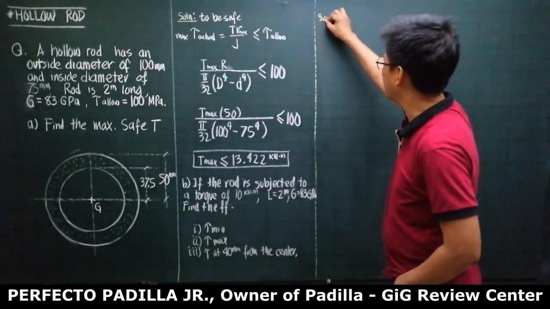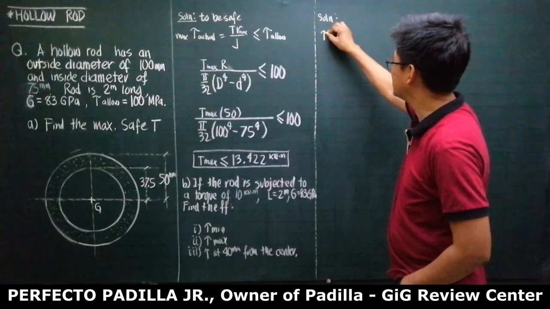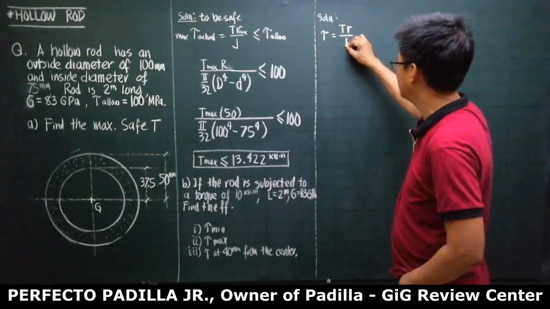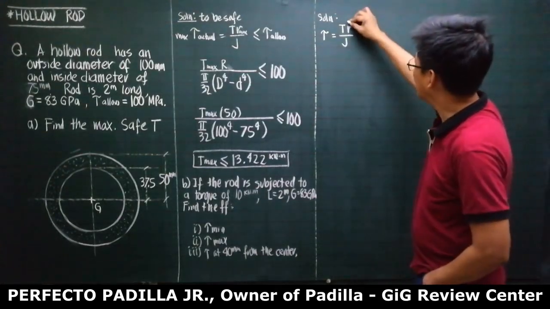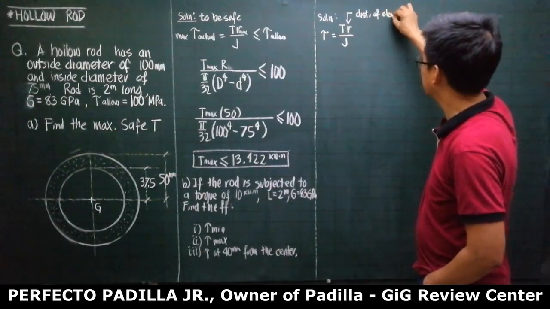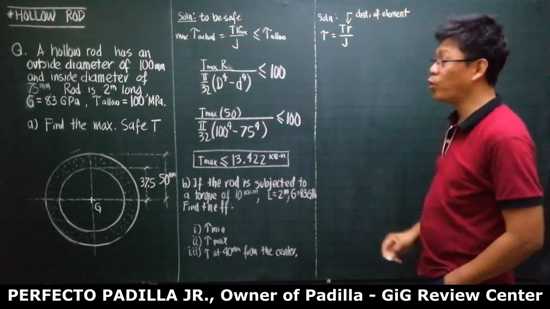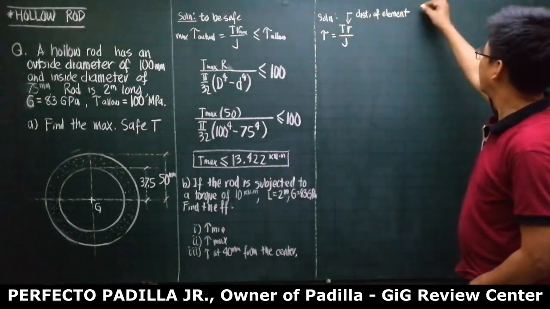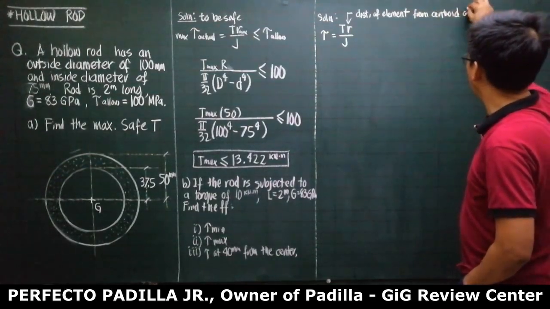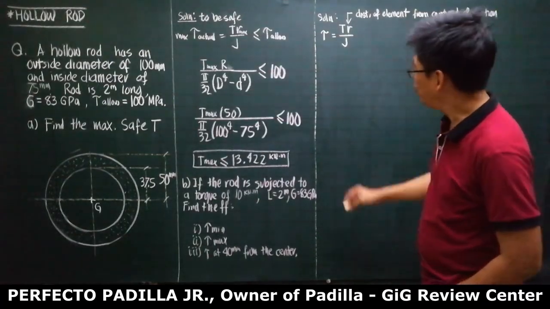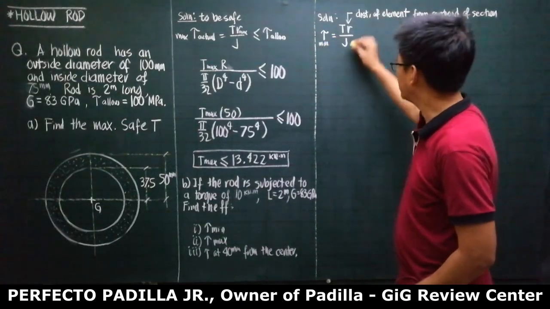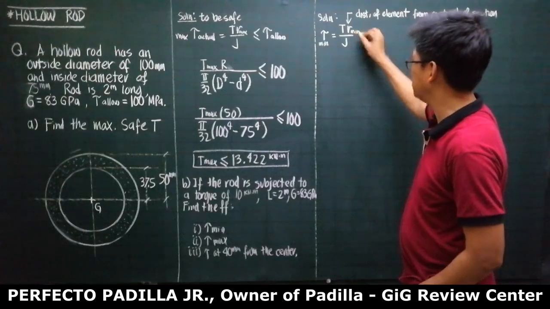Now we know here that our shearing stress tau is equal to TR over J. Our R here is the distance of an element, that is a point in the rod, from the centroid of the section. So if we are looking for tau minimum, then R must be R minimum.